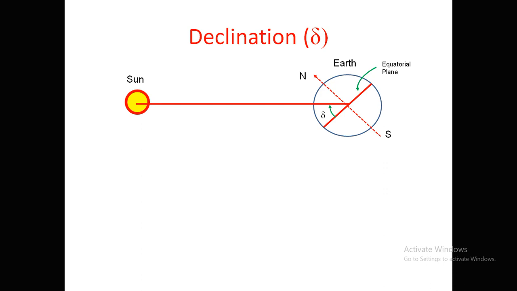This depends upon the day of the year. If the day changes, the angle will change. It depends on which day we are going to calculate this declination. Let us formally see the definition of it: the angular displacement of the sun from the plane of Earth's equator. That means this is the angle between the equatorial plane and the line joining the centers of the sun and the Earth.